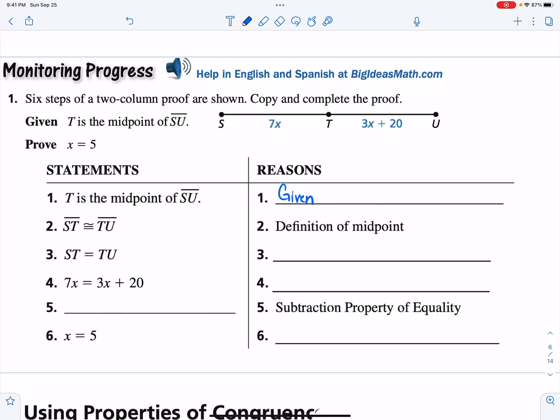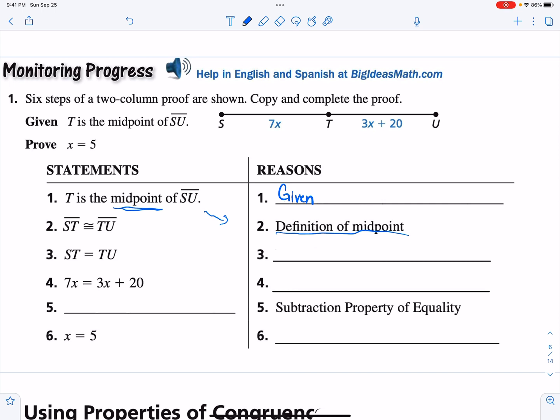Now, for some of these other ones, they're going to be ones that pop up all the time. So for instance, if you see definition of a midpoint or midpoint, bisector, things like that, if you see a key vocabulary term in one of your statements, odds are the very next statement and reason are going to use it, and your reasoning is going to be definition of whatever that thing is.